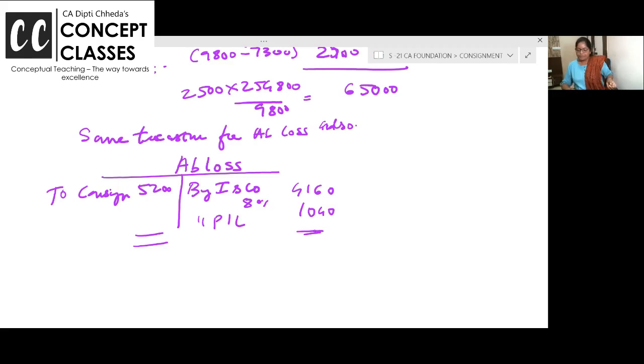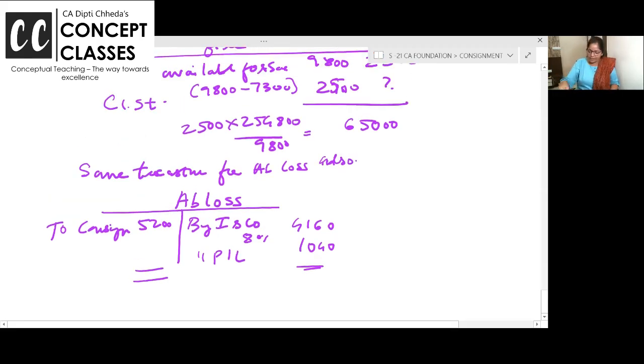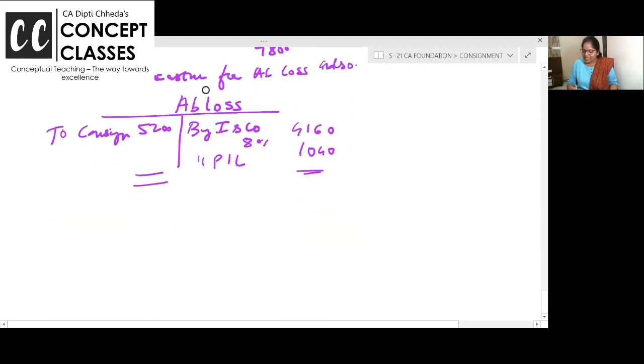Abnormal loss is clear, 5,200, because these goods are lost in transit. Insurance है goods का. The insurance company reimbursed 4,160 and now transferred to P&L account. Okay. Last concept and then we will start with the total problem.